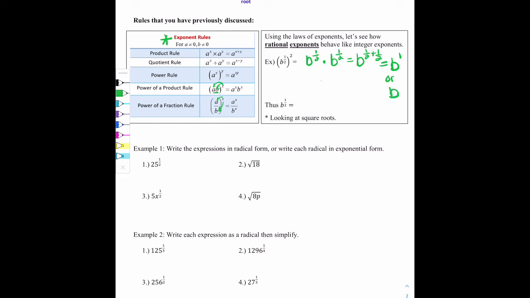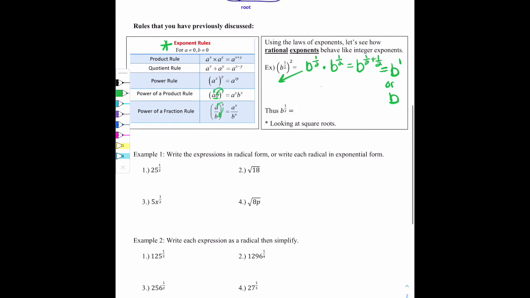Now from what we just learned, b to the 1/2 means the m, remember, is the exponent on the b. So that's b to the 1st. And the number on the bottom is what root we're taking.